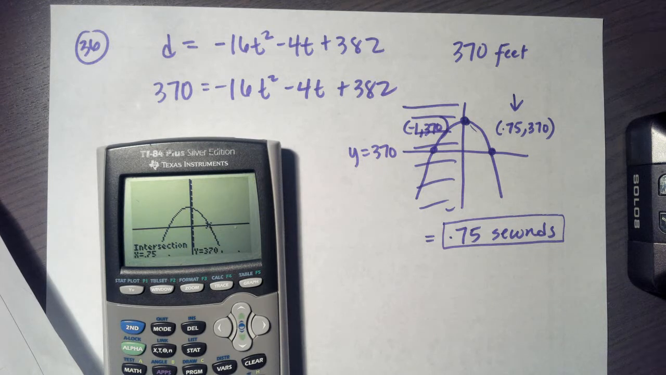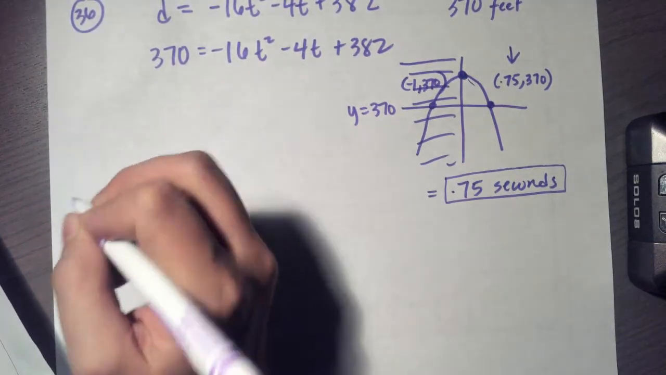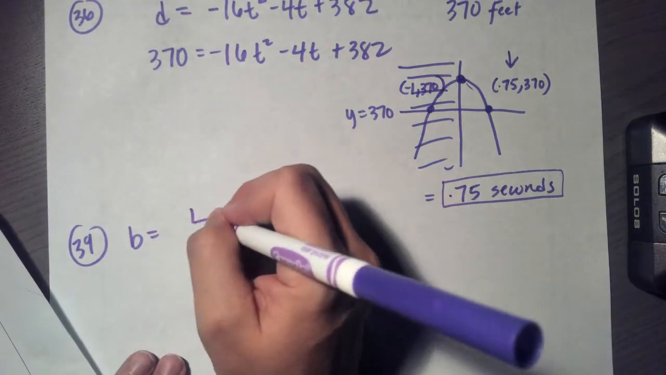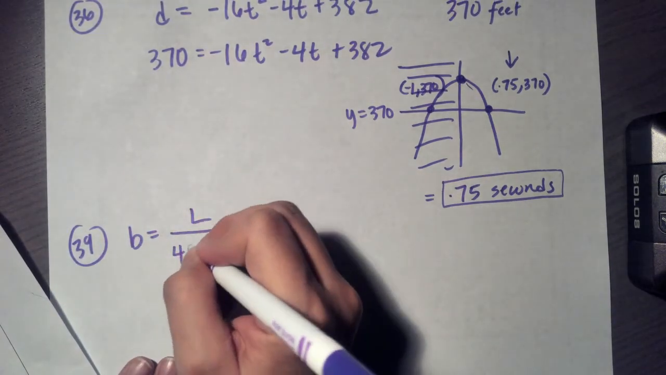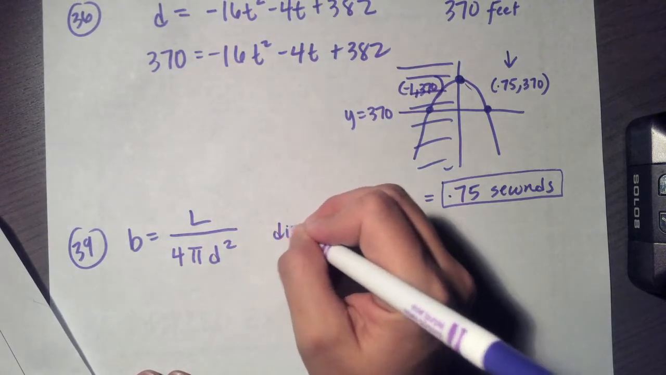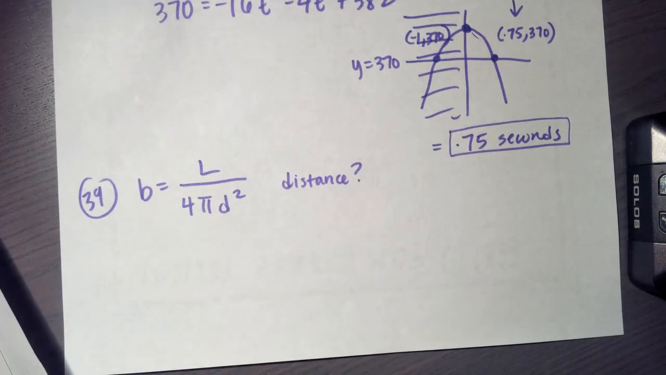Alright, so I'm going to go ahead and skip to number 39 because that one's a little bit funky. Here, number 39 says, given the formula b equals L over 4 pi d squared, they want to know what is the distance. Solve for distance. So for this one, guys, you just have all variables, no numbers, and this is very common in upper level math. You're going to see this in physics a lot. So they want you to get d by itself. It's kind of tricky.